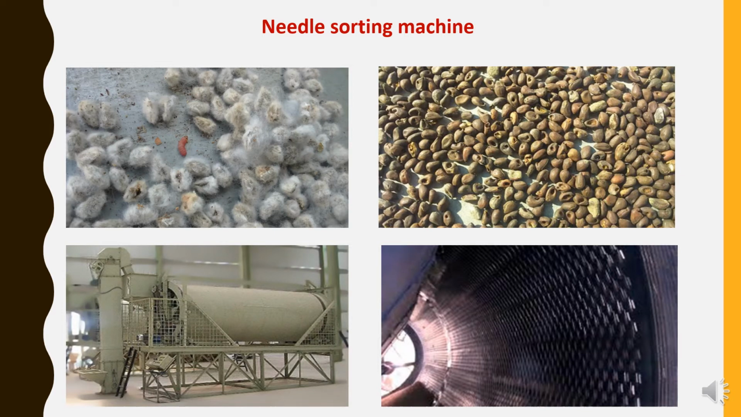Needle sorting machine is used when the crop is infested with pink bollworm, where holes will be there, and in case of cut seeds. So these seeds are filled in a drum in which small pins are fitted, and while it moves slowly, the pins stick into the holes present in the seeds, and these are separated by the brush, so good seed and damaged seed get separated.